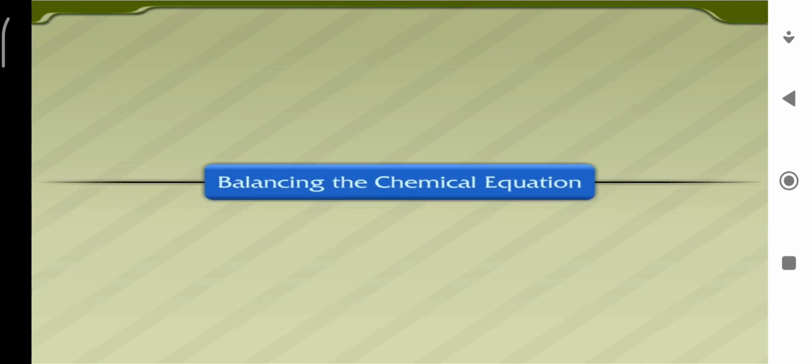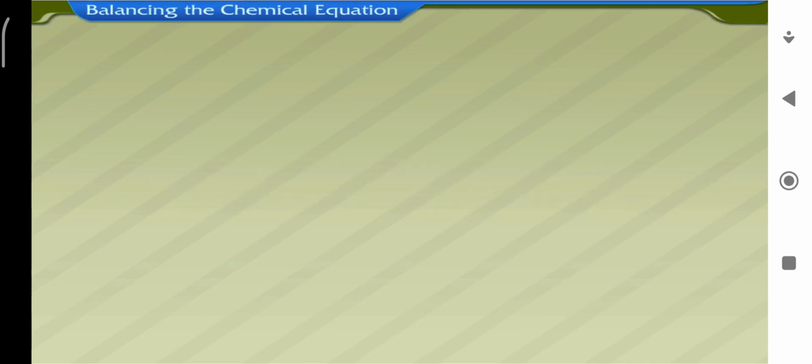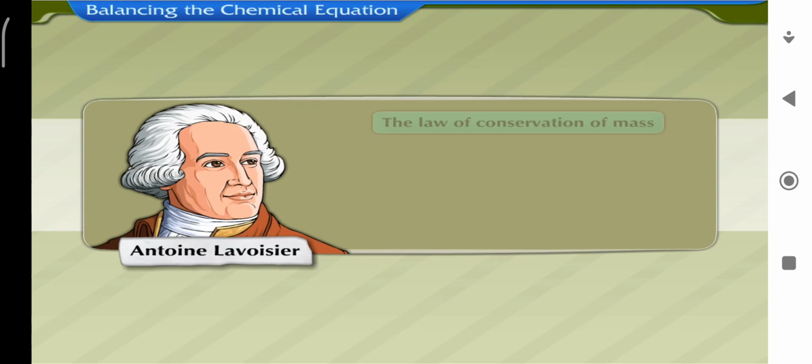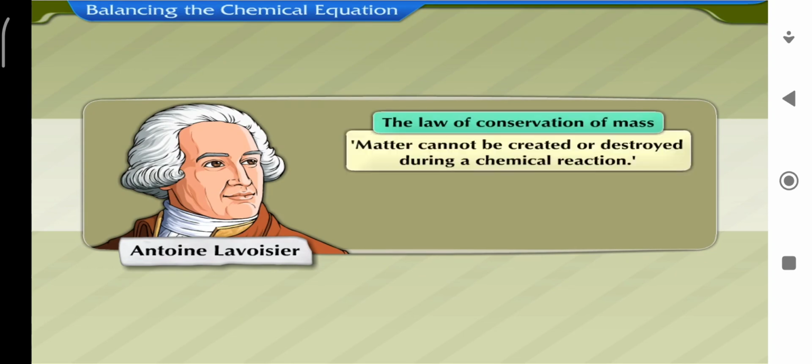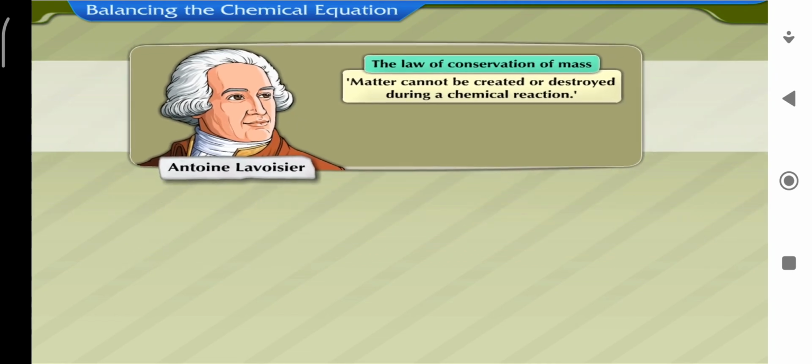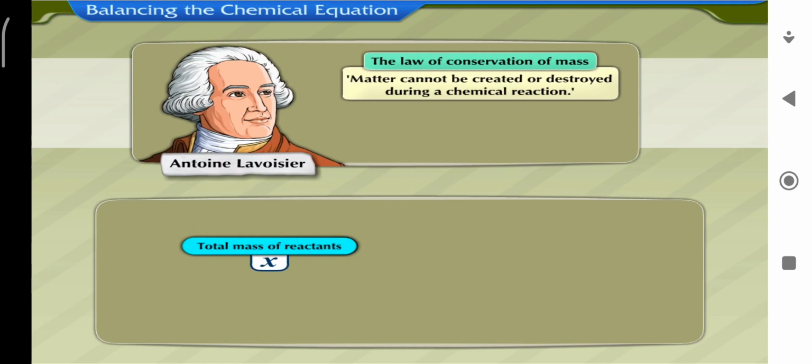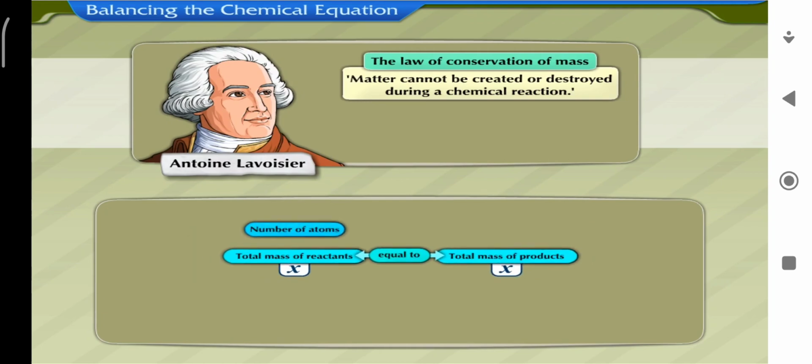Balancing the chemical equation. Let us recall the law of conservation of mass. It states that matter cannot be created or destroyed during a chemical reaction. In other words, the total mass of the reactants is equal to the total mass of the products, or the number of atoms of each element before the reaction and after the reaction is equal.